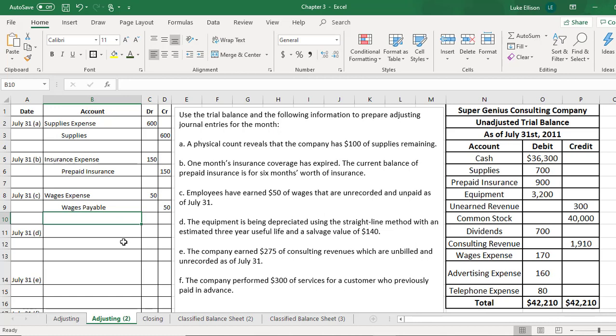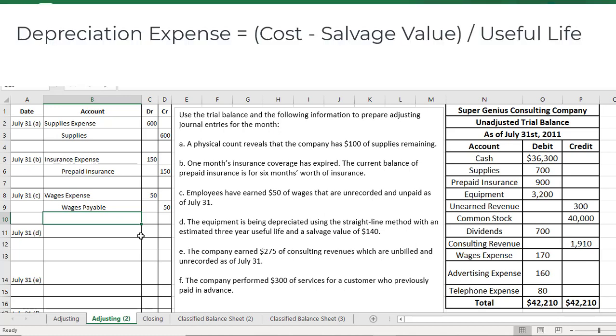Part D says that the equipment is being depreciated using the straight line method with an estimated 3-year life and a salvage value of $140. Now if you remember the formula for the straight line depreciation, you need to take the cost minus the salvage value and divide by the useful life. So in this case, the cost is going to be the balance of the equipment account, which is $3,200. So we take $3,200, subtract the salvage value of $140, and then divide by the useful life, which is 3 years. And if we do that, we get the depreciation per year to be $1,020.